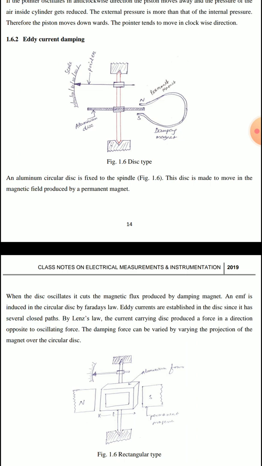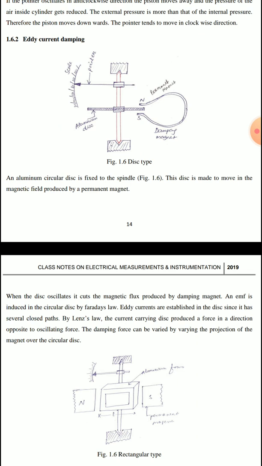When the disc oscillates, it cuts the magnetic flux produced by the damping magnet. An EMF is induced in the circular disc by Faraday's law. Eddy currents are established in the disc since it has several closed paths. So by Lenz's law, the current carrying disc produces a force in a direction opposite to the oscillating force. The damping force can be varied by varying the projection of the magnet over the circular disc. Let us see it in detail.